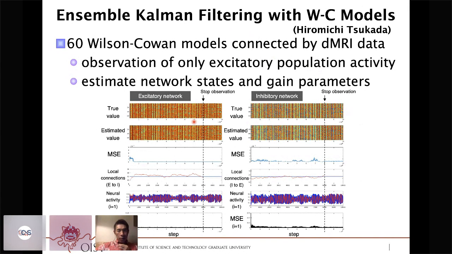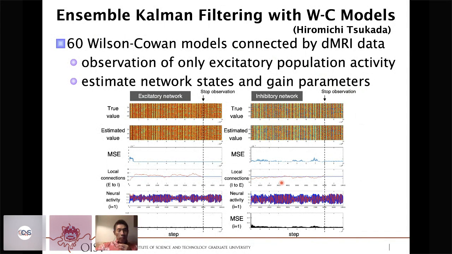for the 60 ROI model, we observe activity of only the excitatory neurons and use the data assimilation to estimate the activity of the inhibitory neurons, which seems to be running fairly well. And even after we stop observation, we can continue prediction of the network dynamics for some time. And we can use this framework also for estimation of the parameters like excitatory to inhibitory connection or inhibitory to excitatory connection. So this is a kind of very early but encouraging result.